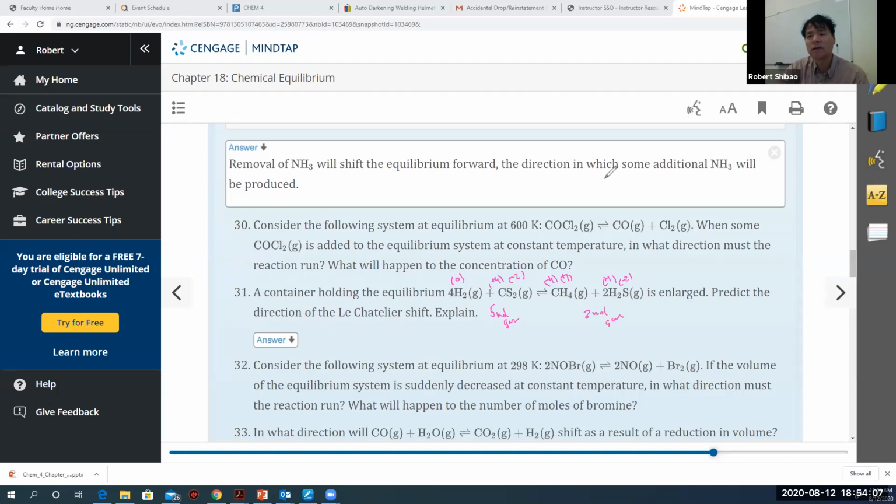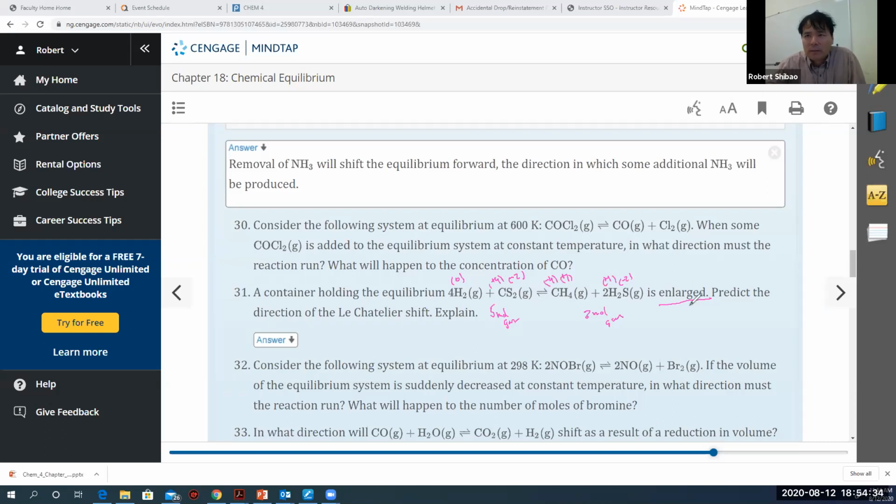Now, gas takes up a lot of space. A mole of gas under normal conditions, that is room temperature and 1 atmosphere, is 24.5 liters. And so about 25 liters. So this would be about 125 liters under normal conditions. This would be about 75 liters under normal conditions. And so if the container is enlarged, it's going to favor the side with more moles, so it shifts to the left.